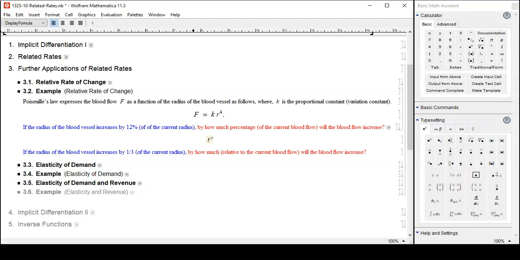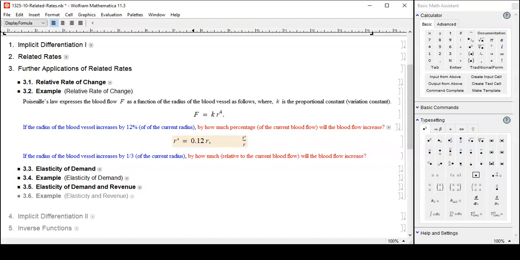So r prime, the rate of change, is 12% times the current radius. Do you see that? Therefore, r prime over r is 0.12. That comes from this blue.